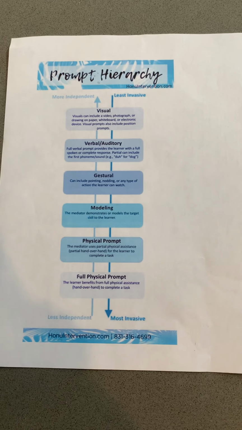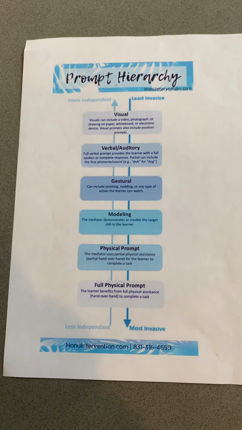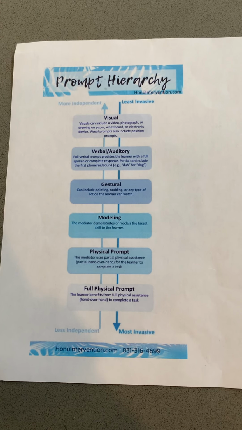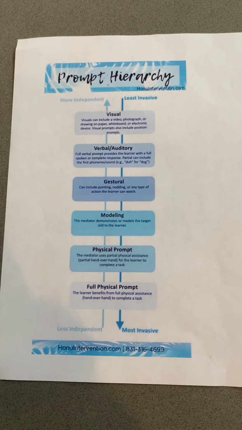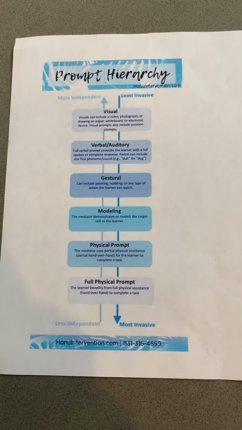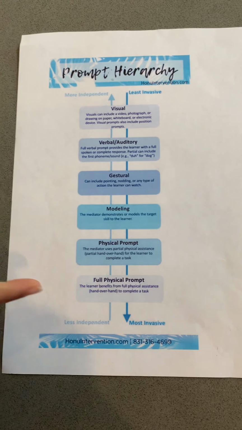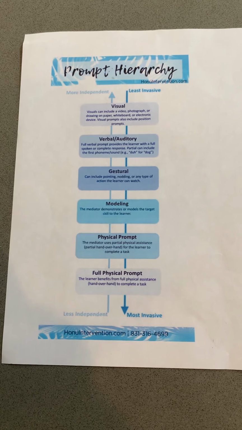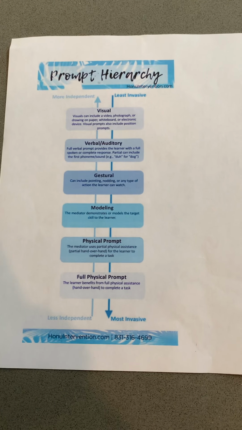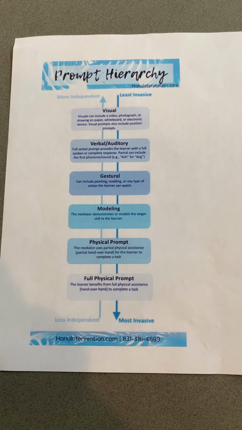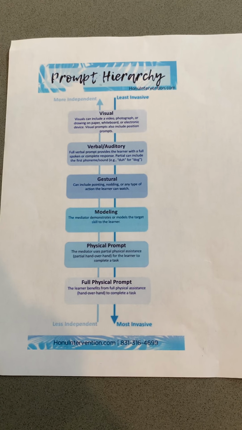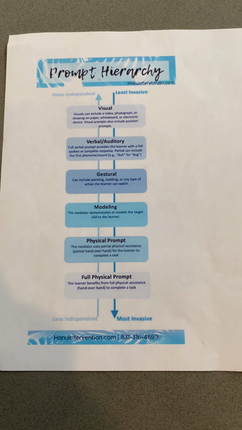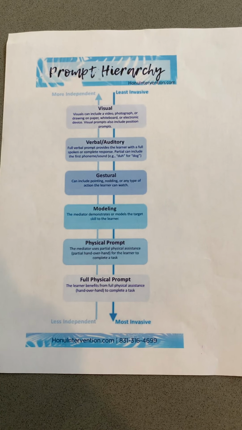There are 7 types of prompts: independent, visual, verbal, gestural, modeling, partial physical, and full physical. There are 2 methods to utilize when prompting. There is most to least and least to most. Most to least prompting is when you start with the most invasive and least independent prompt so that the learner accomplishes the task correctly. Over time, you will fade to the least invasive and most independent prompt.